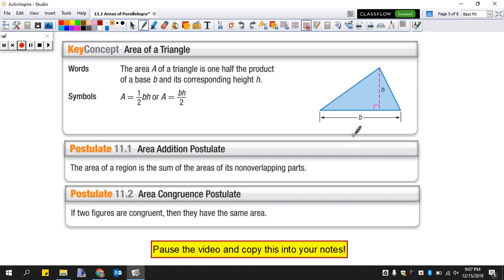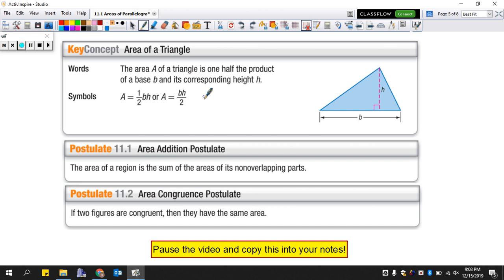All right. The second part of this lesson is finding the area of a triangle. To find the area of a triangle, you take the base times the height and divide it by 2. Or you could say 1/2 of the base times the height. Either way, it's the exact same thing.